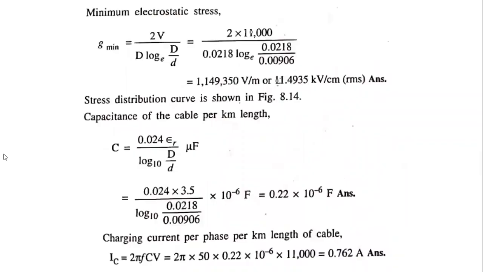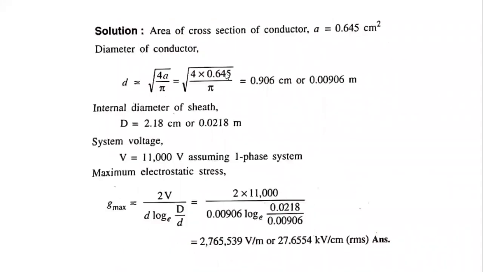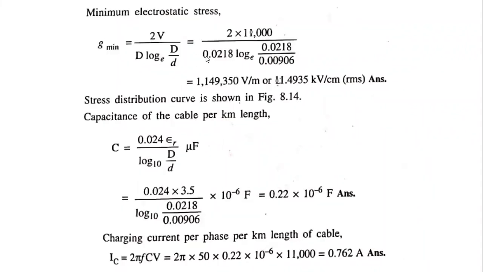Next, we calculate the G minimum value, the minimum electrostatic stress. Therefore, G minimum is equal to 2V by D log e capital D by small d. That is equal to 2 into V, which is 11,000, by capital D. What is the capital D value? It is 0.0218.